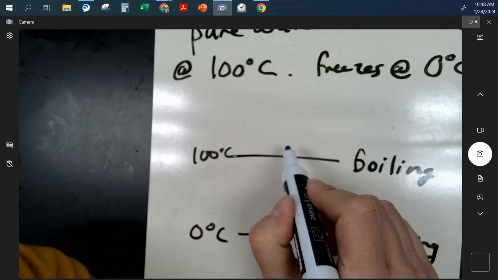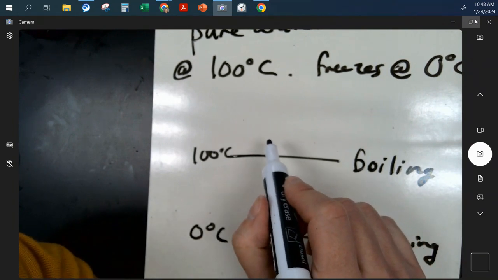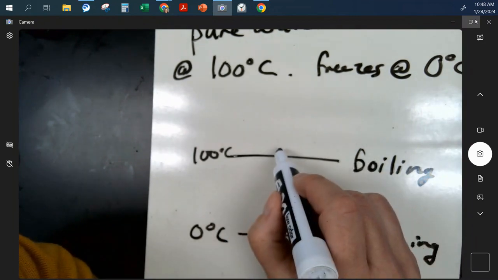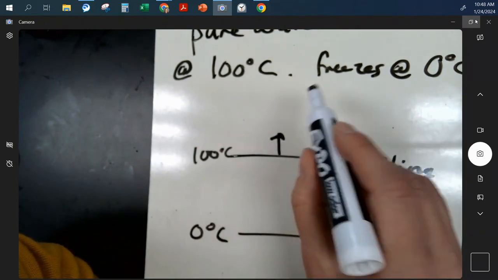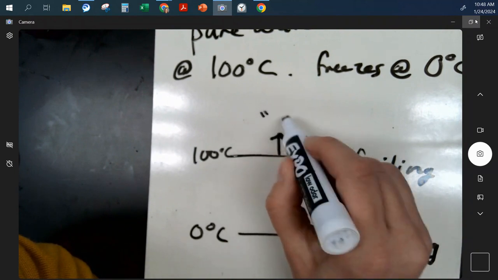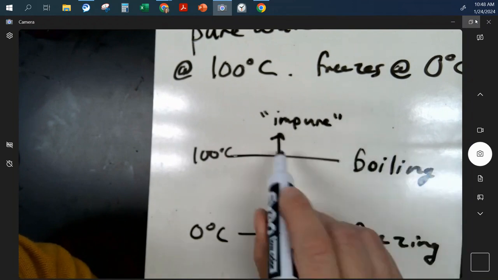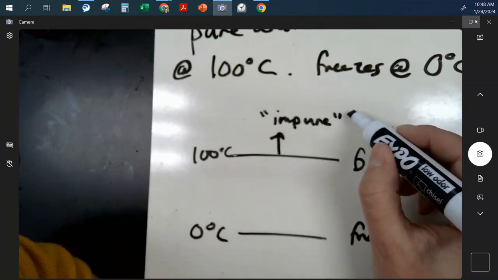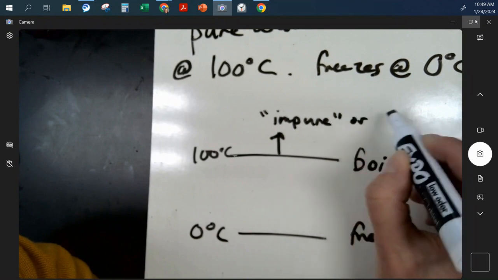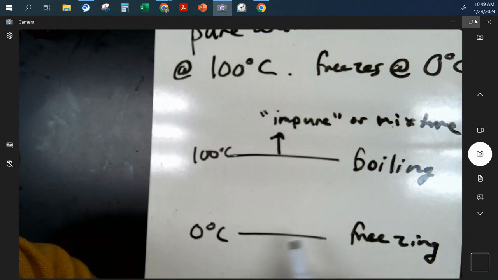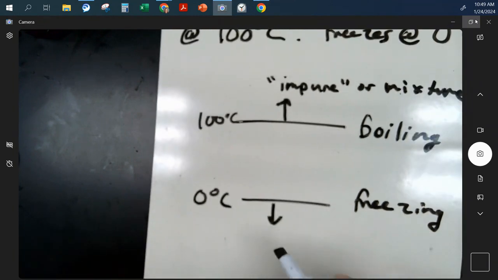So if we add any solute, so that's just salt, or it could be a liquid, anything we add to water will increase the boiling point. Okay. So we'll call this impure water, the boiling point increases. Or we could call this a mixture. Or, since we're in the solutions chapter, we're talking about a solution. If we add something to the solution, it decreases the freezing point.